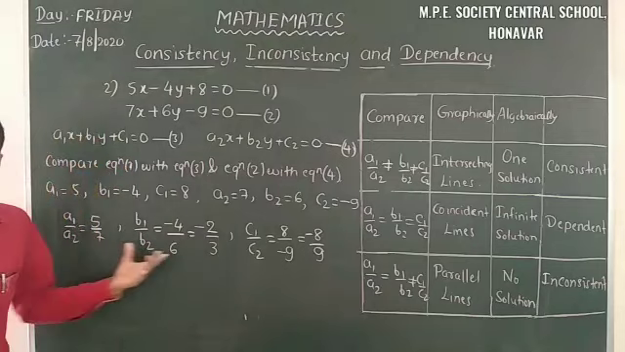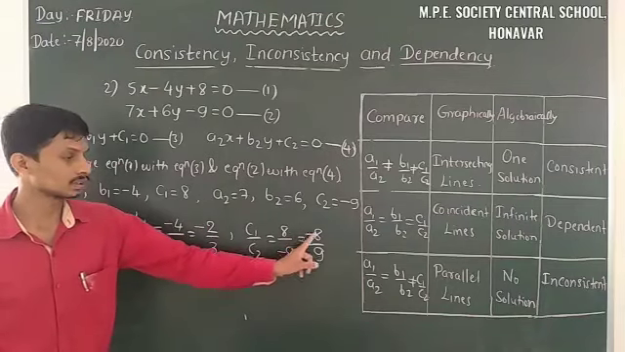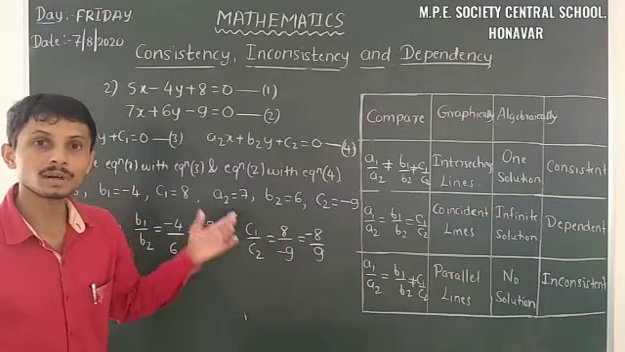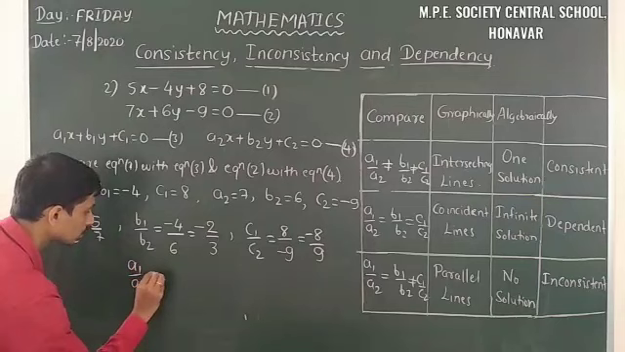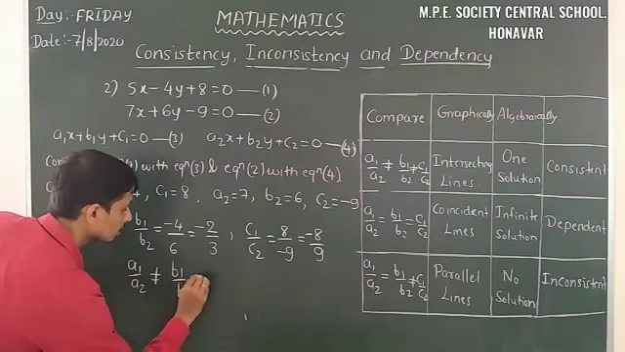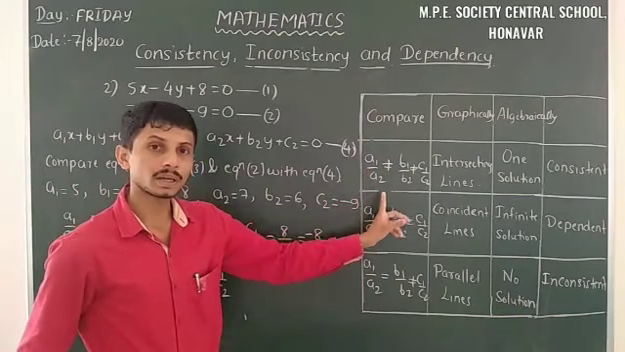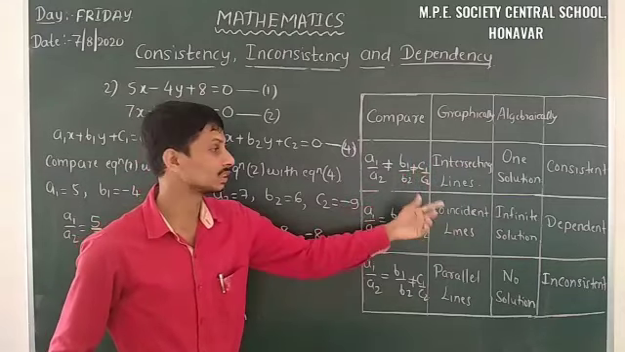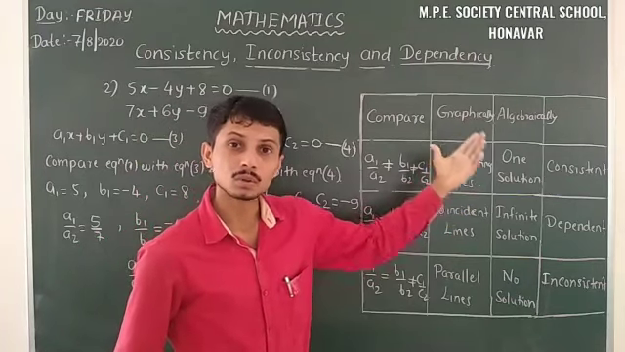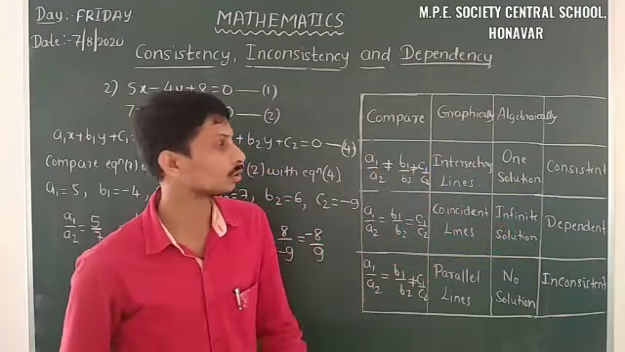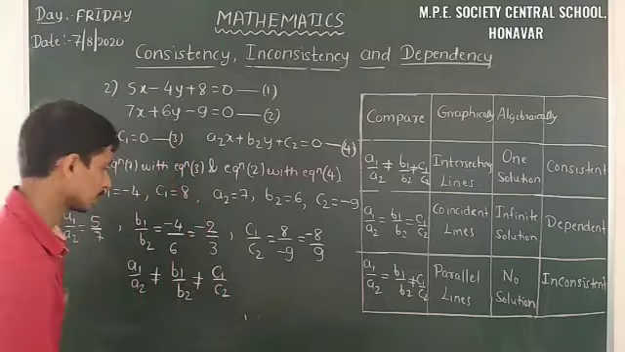So then observe all those quantities. a1 by a2 is equal to 5 by 7, b1 by b2 is equal to minus 2 by 3, c1 by c2 is equal to minus 8 by 9. None of them are equal. So then we have to write a1 by a2 is not equal to b1 by b2 is not equal to c1 by c2. That means when we are taking the graphical representation, it's an intersecting line. Those equations are having only one common solution. So those pair of equations are the consistent pair of linear equations.